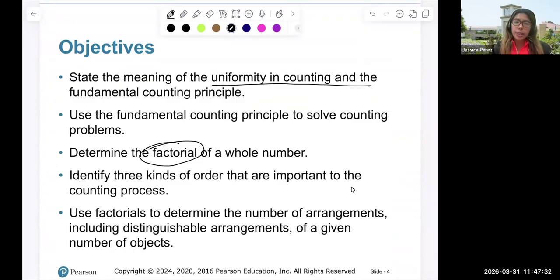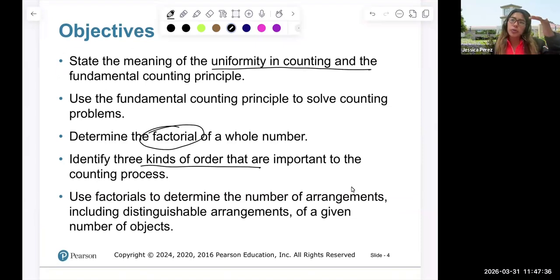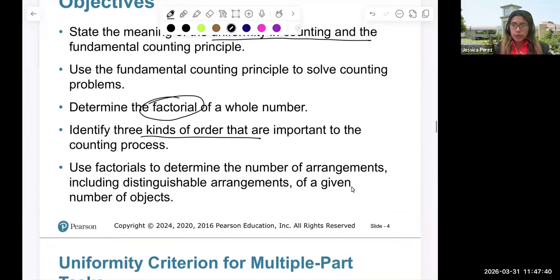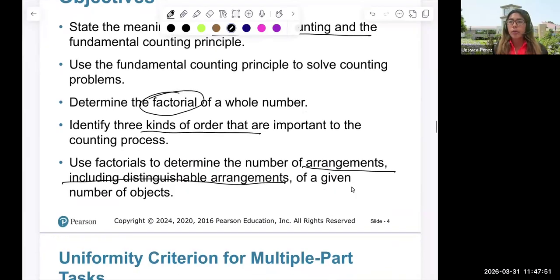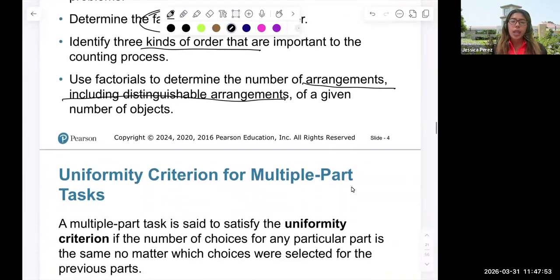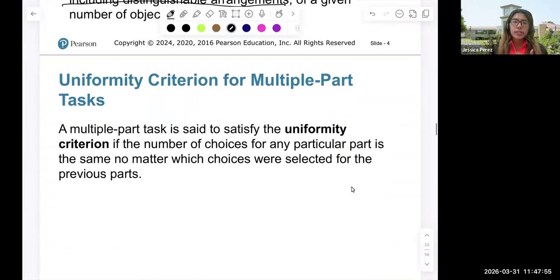And then we're going to look at three kinds of orders that are important to the counting process. So there's a specific order we need to follow. And then we're going to be using factorials to look at the number of different arrangements, including distinguishable arrangements. So there's a difference between arrangements, distinguishable arrangements, and a number of objects. So let's go ahead and get started on the definition of a uniformity criterion.